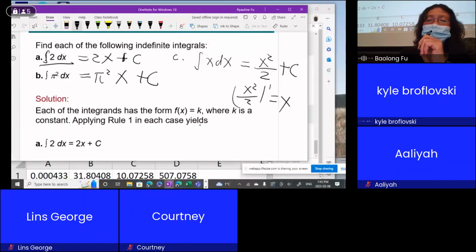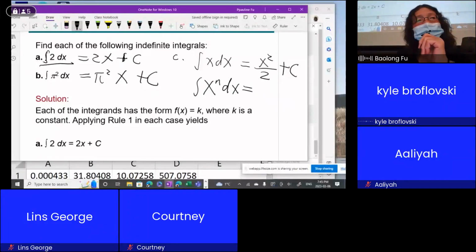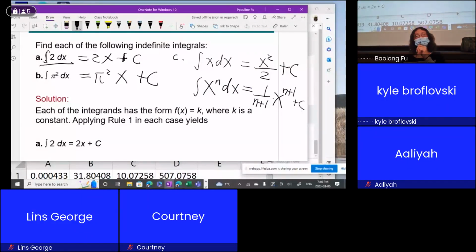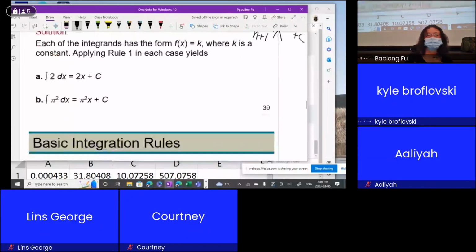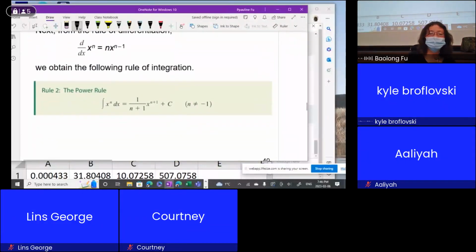So generally speaking, for the integral of x^n dx, which function has derivative x^n? The result is x raised to power n plus 1, with a constant 1 over n plus 1, plus c. If you take the derivative of the right-hand side, you will get x raised to power n. So this is the formula.